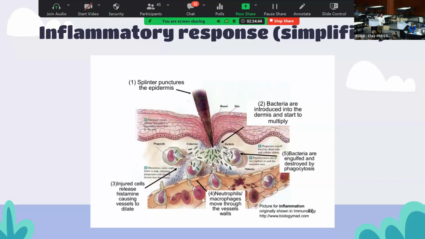So you got the splinter puncturing, that introduces bacteria, that causes injured cells to release histamine, causing vessels to dilate. And then through those dilated vessels, neutrophils, macrophages move through the vessel walls. Neutrophils are the first ones that come to the site of infection, and macrophages are derived from monocytes. So they're monocytes in the blood, and once they go into the tissue, they're macrophages. And the last one, bacteria engulfed and destroyed by phagocytosis. So you can either go that very in-depth one or somewhere in between.